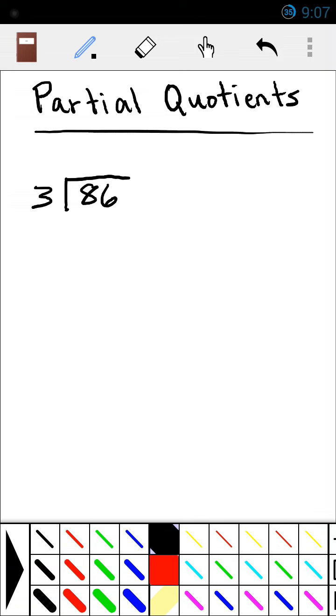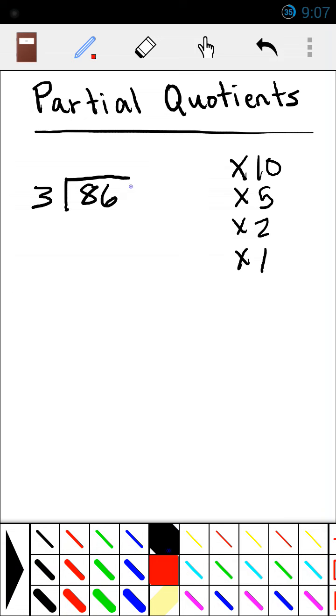In this lesson, we'll cover how to solve division problems using partial quotients. Partial quotients is when we take multiples of the divisor and subtract them from the dividend until we can't subtract anymore. One easy way to get multiples of the divisor is to multiply the divisors by 10, by 5, by 2, or by 1.